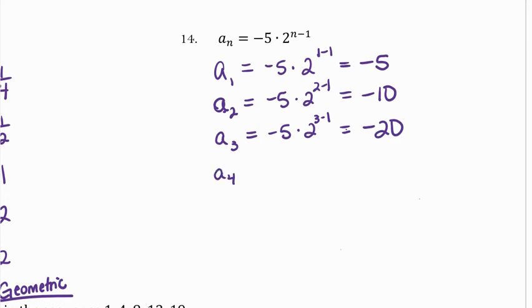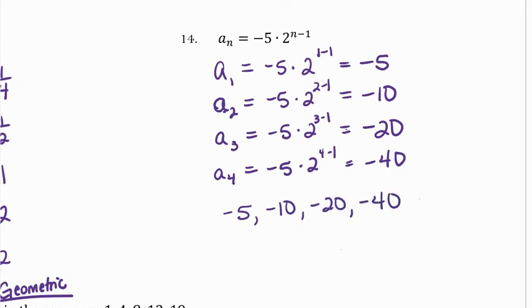And then our fourth term, -5 times 2 to the 4 minus 1. 2 to the third is 8. 8 times -5 is -40. So then we've got our terms of -5, -10, -20, and -40. This one's pretty easy to see. I'm multiplying by 2, multiplying by 2, and multiplying by 2. So we've got a geometric sequence here.